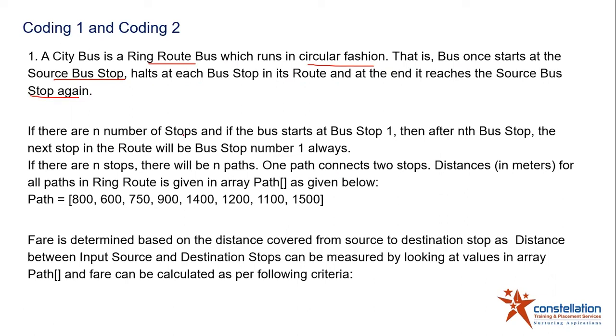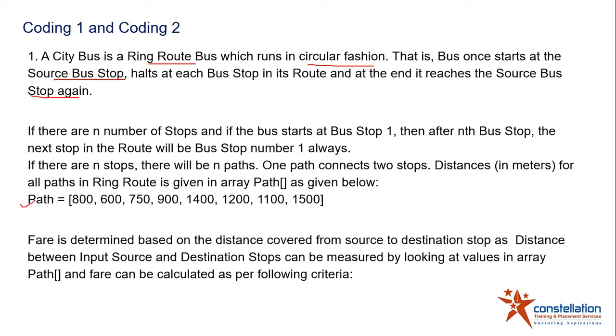If there are n number of stops and if the bus starts at bus stop 1, then after the nth bus stop, the next stop in the route will be bus stop number 1 always. If there are n stops, there will be n paths. One path connects two stops. Distance in meters for all paths in the ring route is given in the array path as given.